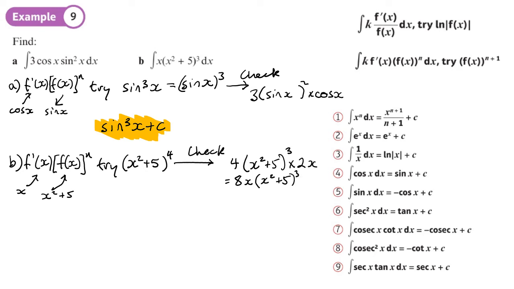Let's compare that to the answer. Well, I've got an 8 here, and I don't want that 8. So the thing that I tried, I'm going to stick 1/8 in front. So I'll stick a 1/8 there, like that. That will get rid of the 8, and you'll get the x and then the x squared plus 5 all cubed. So final answer is going to be 1/8 (x squared plus 5) to the power 4 plus c. Let's just highlight that in case you are pausing it.